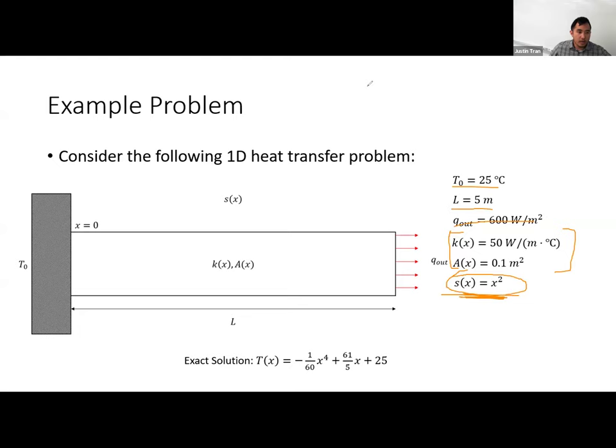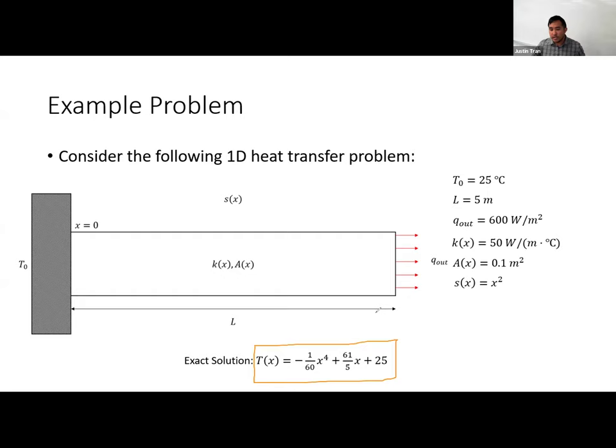Now, you can solve this problem by hand. We learned a few weeks ago how to solve this using the strong form of the differential equation: you can take the strong form of the heat transfer equation, integrate it out, and solve for the exact solution. I've gone ahead and solved for the exact solution for you. The exact solution is T of X equals minus 1 over 60 X to the fourth plus 61 over 5 times X plus 25. At the end of this code, we're going to solve this using finite elements and compare our finite element solution to the exact one to see how close we get.